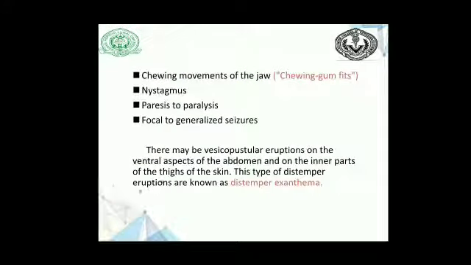Neurological complications also include chewing movements of the jaw, termed chewing gum fits, then nystagmus, that is the abnormal movement of the eyeball. The animal will also have paresis to paralysis. Then at the last phase, we will see focal to generalized seizures. In some conditions, there may be vesicular eruptions on the ventral aspect of the abdomen and on the inner part of the thigh of the skin. This type of distemper eruption is known as distemper exanthema.